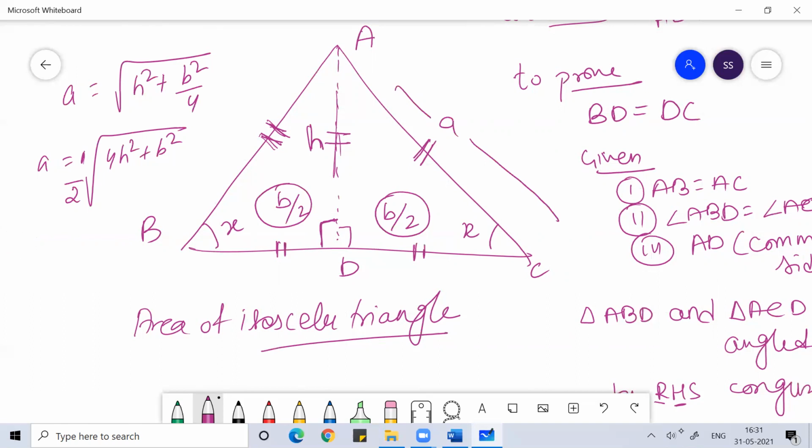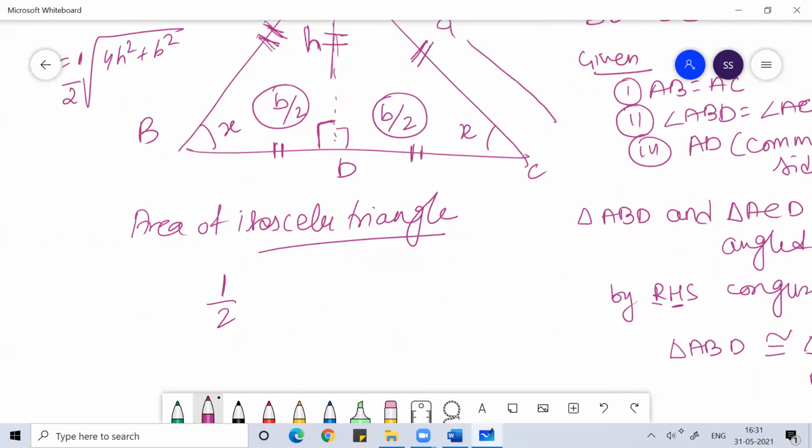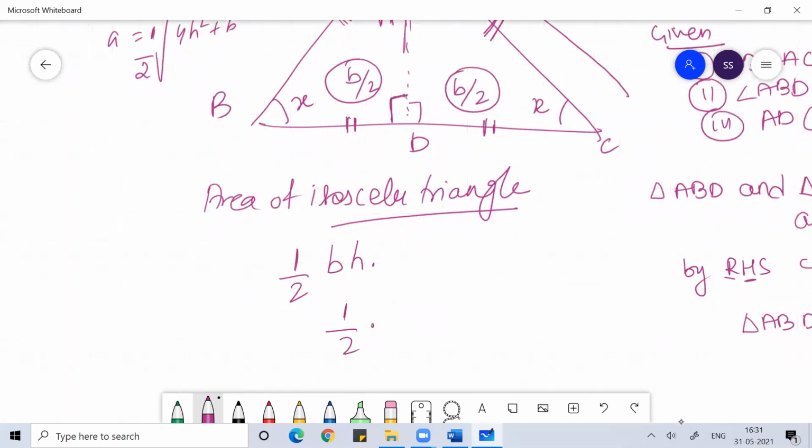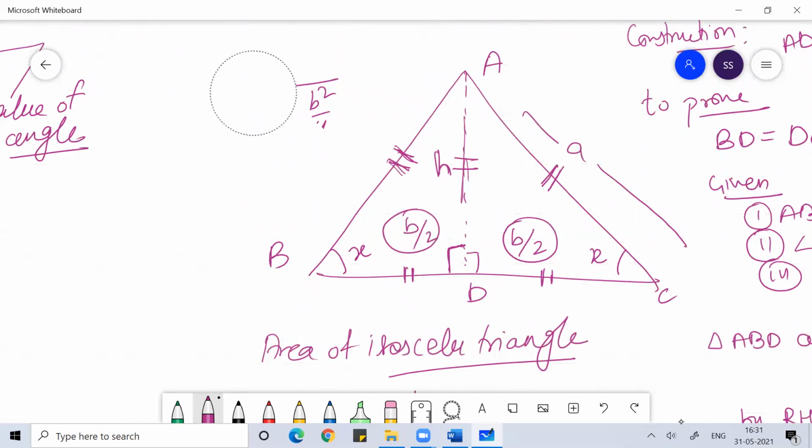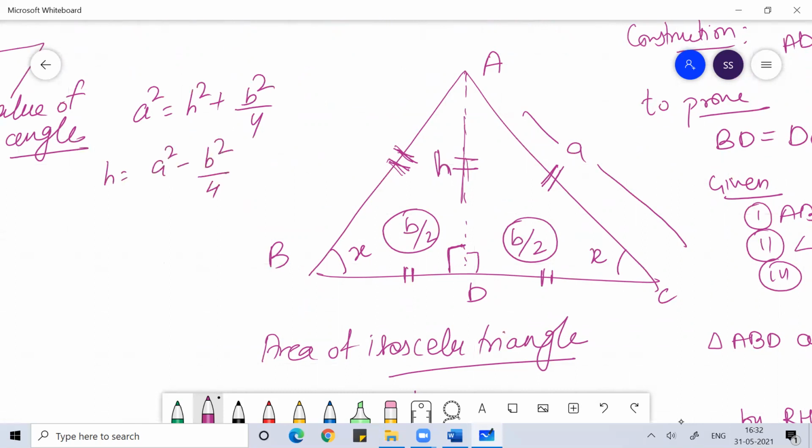Now, what is the area of an isosceles triangle? It is half into base into height. So you can write half into base b, and in place of height, apply the Pythagoras theorem. You know a square is equal to h square plus b square by 4. So h is equal to under root of a square minus b square by 4, which is 1 by 2 under root of 4a square minus b square.